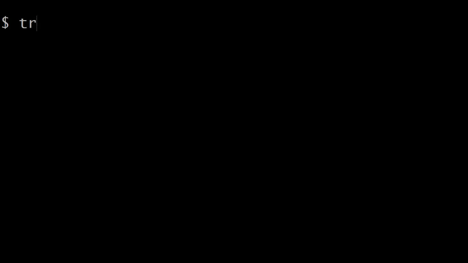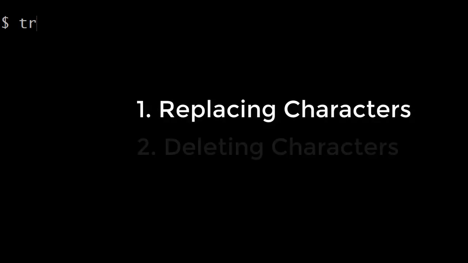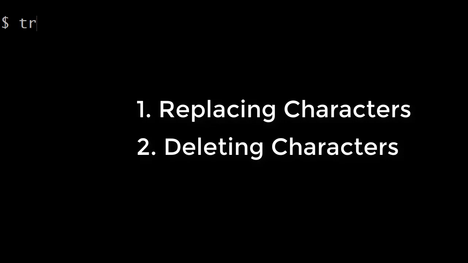Welcome to the Cybersecurity Ops with Bash Command Overview series. In this episode, we will look at the TR command. The TR command has three primary functions: replacing one character with another character, deleting a specified character, and removing character repetition.